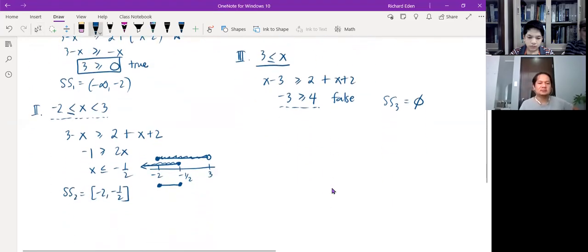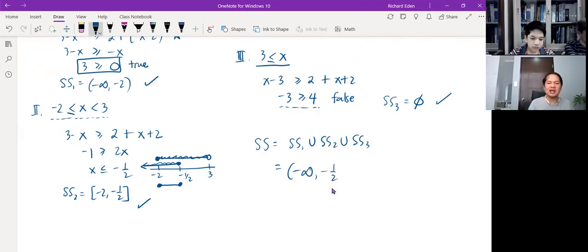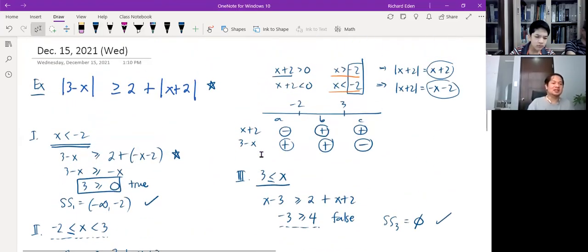So finally, what we take for our solution set is the union of the three solution sets. So, kumbaga, we ended up with 3 different baskets coming from 3 different houses, and we want to collect all the fruits from the 3 different baskets, because all these fruits together will make up our solution set. So we have negative infinity to negative 2, and then negative 2 to negative 1/2, and then the empty set. We end up with negative infinity onwards to negative 1/2 closed. This is the solution set of our inequality.